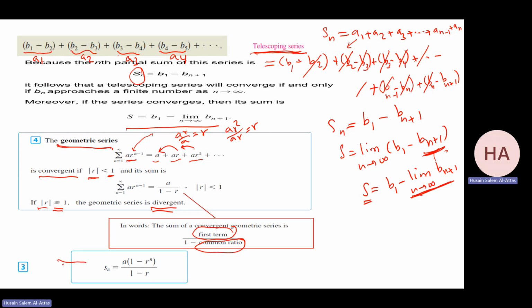Notice the Sn, the nth partial sum for this geometric series, is this one: A times 1 minus R to the n over 1 minus R, which is very clear. If R to the n goes to 0, then I have A over 1 minus R. If it goes to infinity, then I have divergence. In general, if the absolute value of R is less than 1, then this goes to 0. Otherwise, it will go to plus or minus infinity, depending on negative or positive, or does not exist in general.